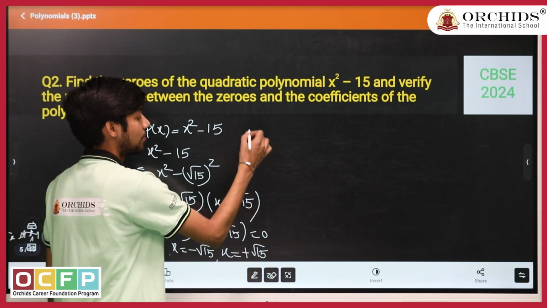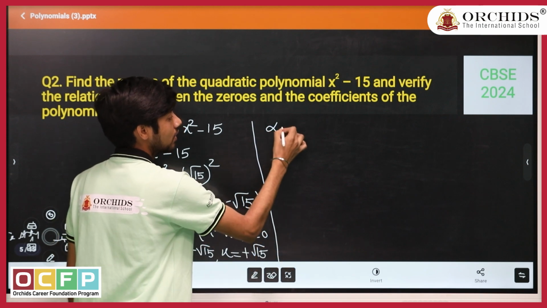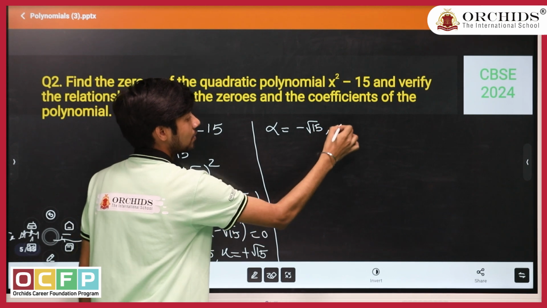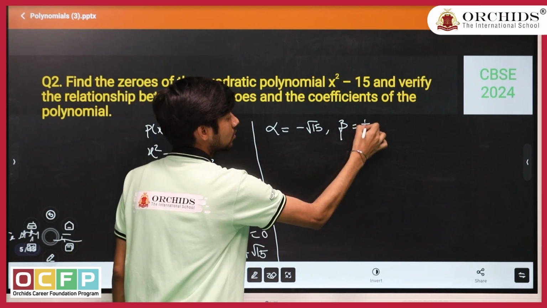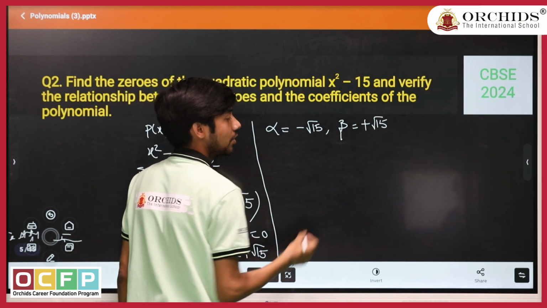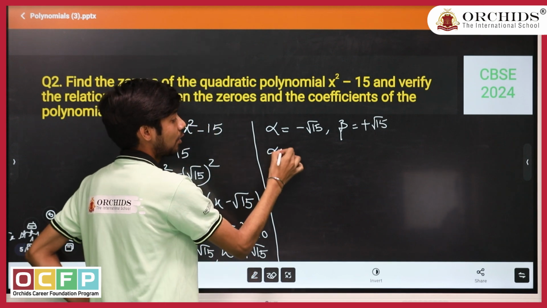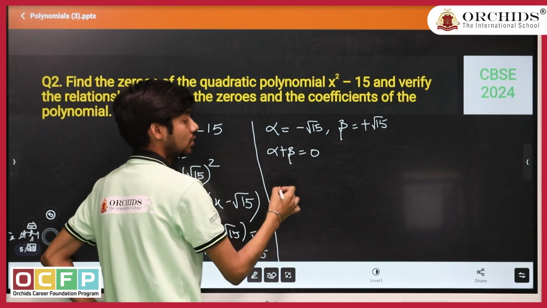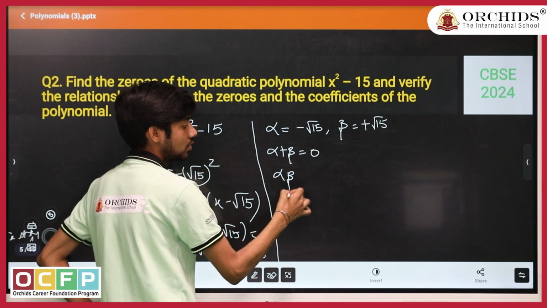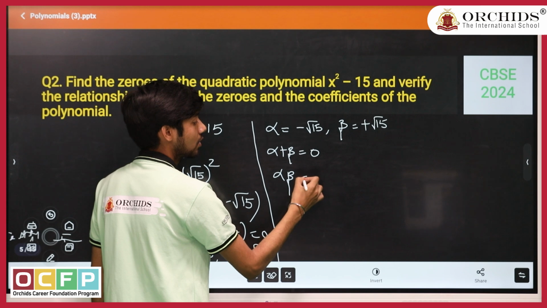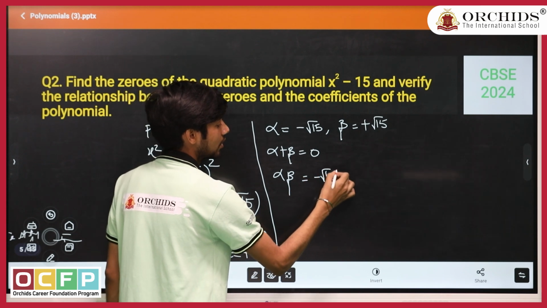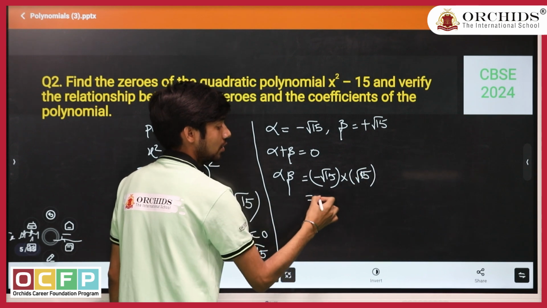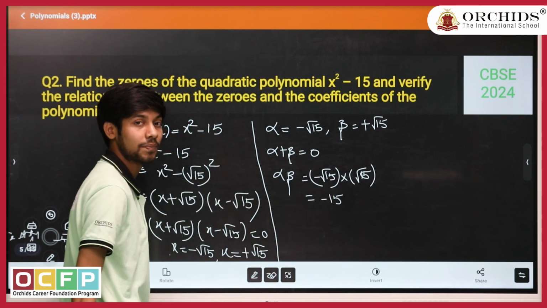If we consider first zero is alpha, that is minus root 15, and second one is beta, that is plus root 15. So if we find the sum of zeros, that is alpha plus beta, what will we get? Minus root 15 plus root 15, 0. And if we find product of zeros, alpha into beta, what will we get? Minus root 15 into plus root 15, we'll get minus of 15.